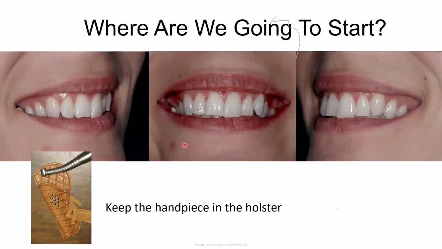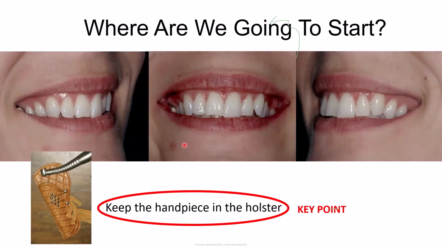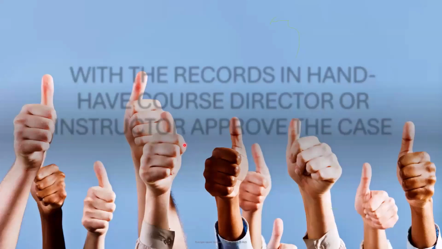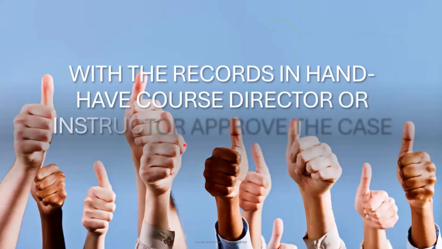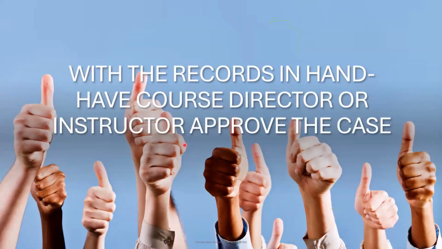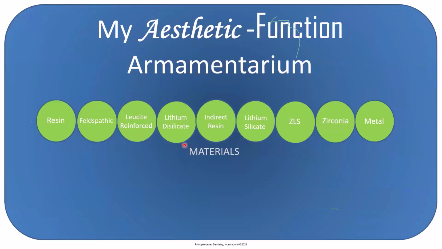So then we come up with a plan. And so at this point, you come up with a diagnosis. Am I going to do 10 veneers? Am I going to do slice preps? What are we going to do? So once you have your treatment plan and your records, so you got your models, you got your photos, now we go to the course director or to the mentor and we have the case approved. Now it goes to the lab.